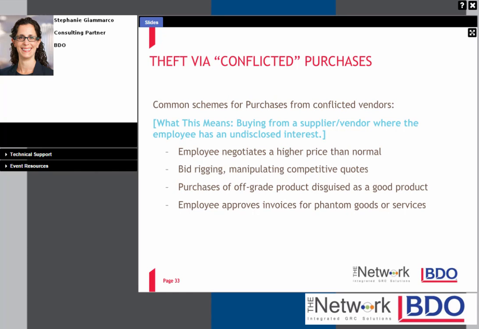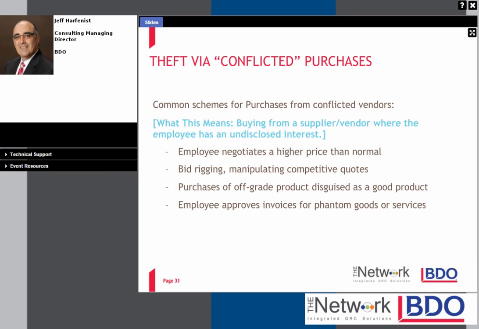My pleasure. So I'd like to go through some examples to show you how this really gets applied, and these are some real-life examples. We've changed some of the facts, but these come from some investigations we've worked on. There are lots of different types of frauds that get perpetrated, and for purposes of our example, we're going to talk about theft via conflicted purchases. This really manifests itself in several ways, but it's typically associated with an employee inside the company who has an undisclosed interest in a vendor outside the company or a customer, where that relationship is unknown.